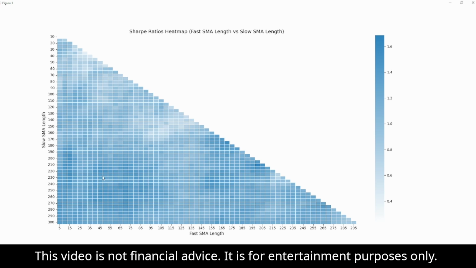So I would say that around these cells, like with a fast SMA of length 55 and a slow SMA of about 240, for example, still in 4-hour here, we could choose to trade the strategy with these parameters. The second area that looks promising is maybe this one, with a fast SMA of length, let's say 160, and a slow one with a length of 240. So this one about in the middle.